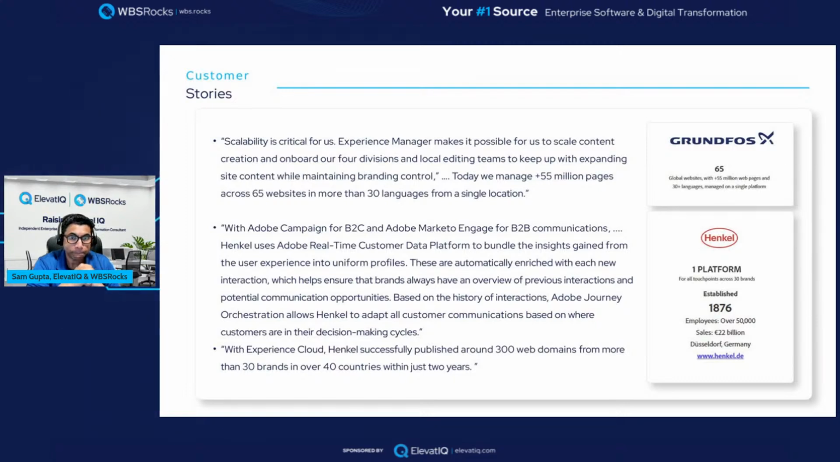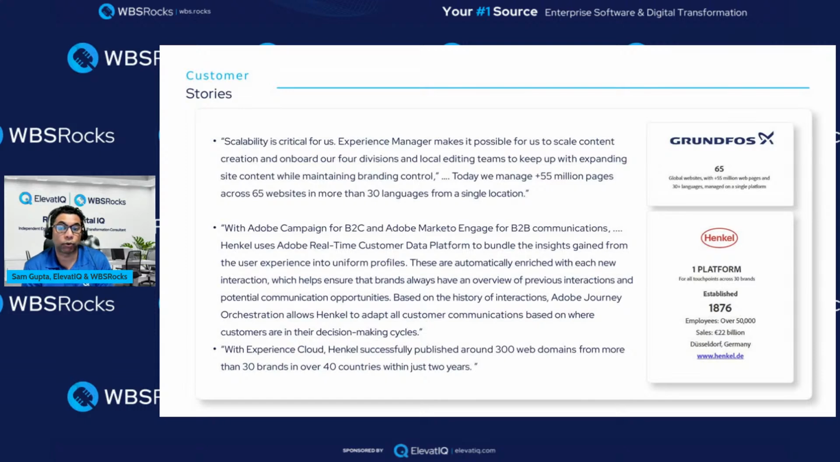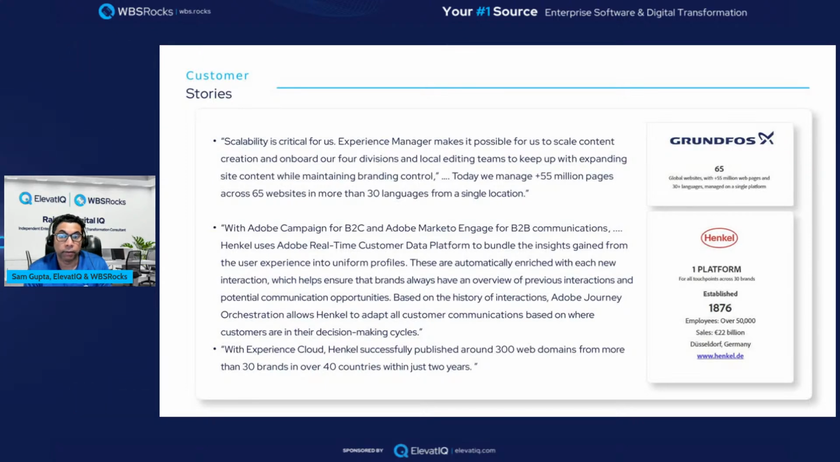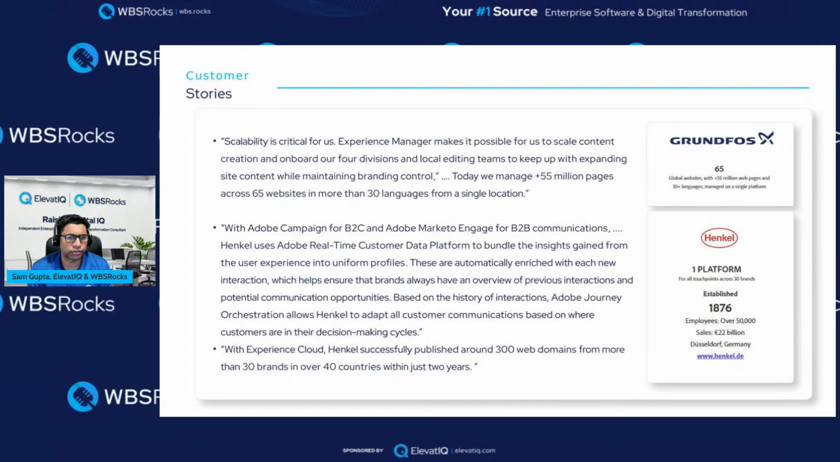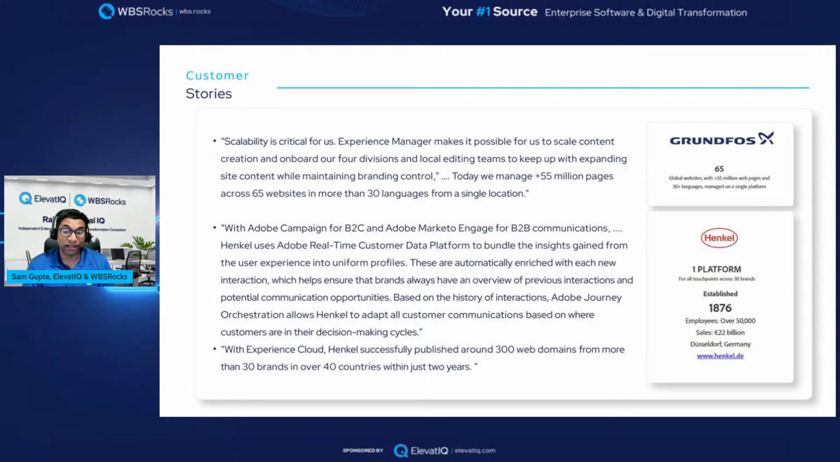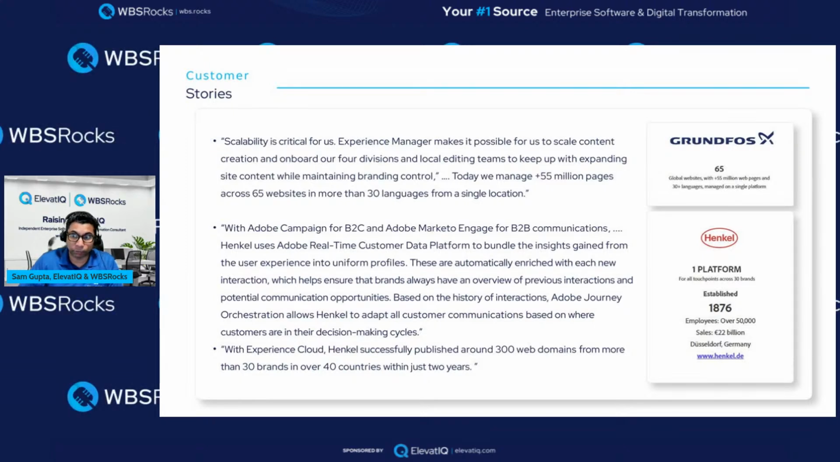Then they are saying these are automatically enriched with each new interaction, which helps ensure that brands always have an overview of previous interactions and potential communication opportunities. Based on the history of interactions, Adobe Journey Orchestration allows Henkel to adapt all customer communications based on where customers are in their decision-making cycles. Then they are saying with Experience Cloud, Henkel successfully published over 300 web domains from more than 30 brands in 40 countries. So again, the scale is where the play is for this platform. If you have this kind of scale, then this could be a great fit.